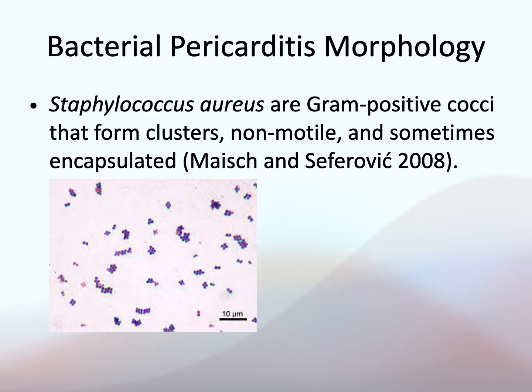We're going to look at the bacterial pericarditis morphology. Staphylococcus aureus are tiny round bacteria, gram-positive cocci that like to cluster together like grapes. They can have a slimy capsule that helps them sneak past our immune system.